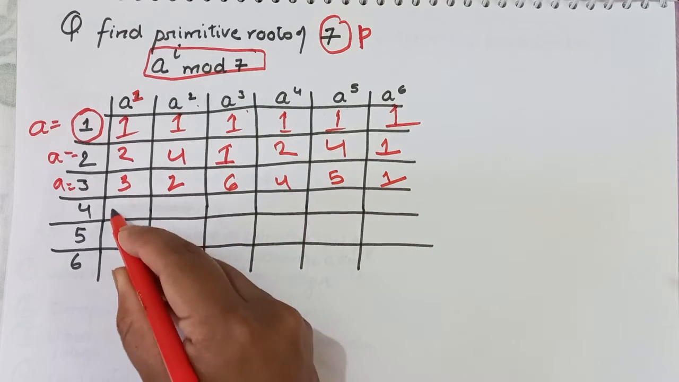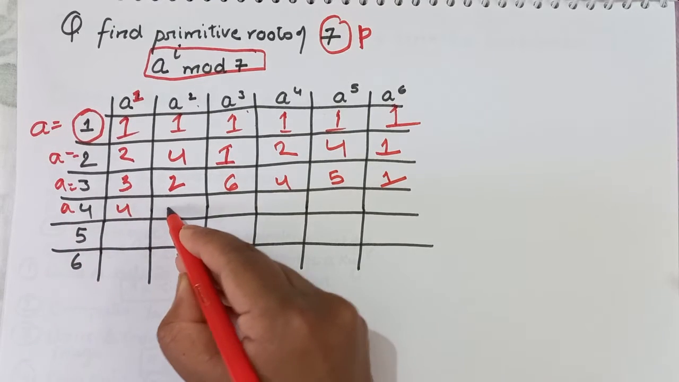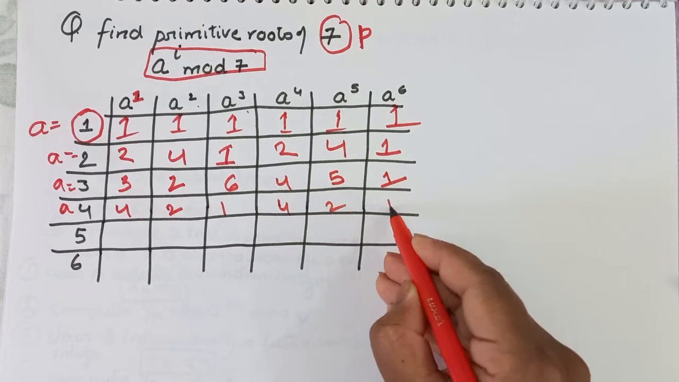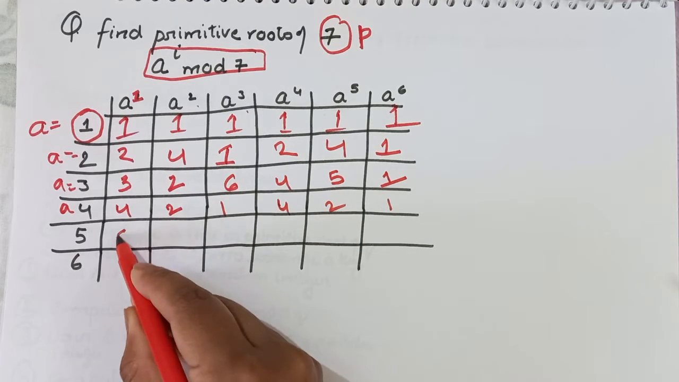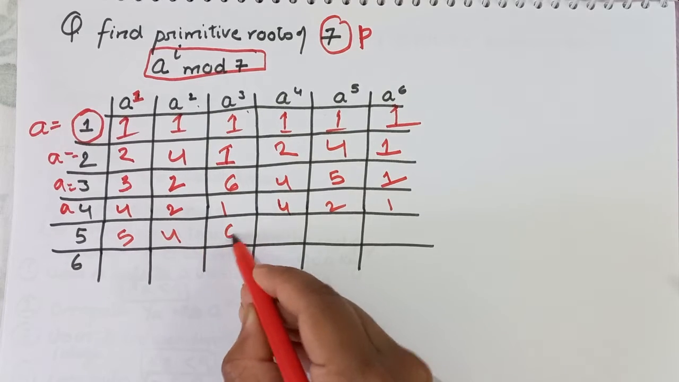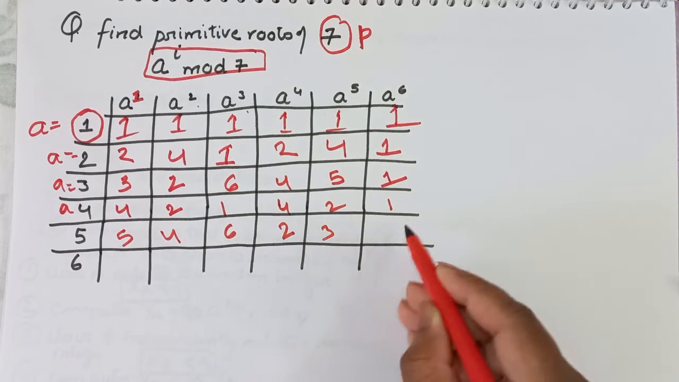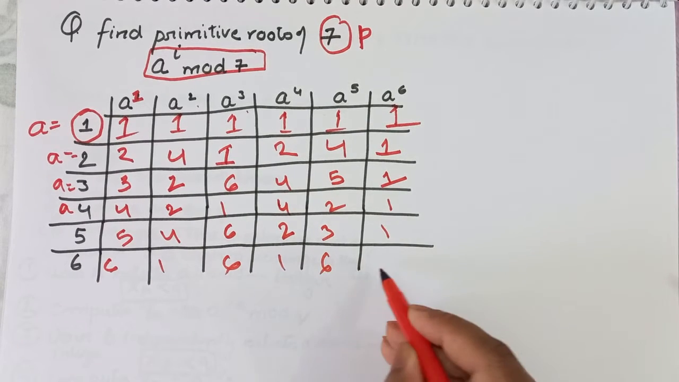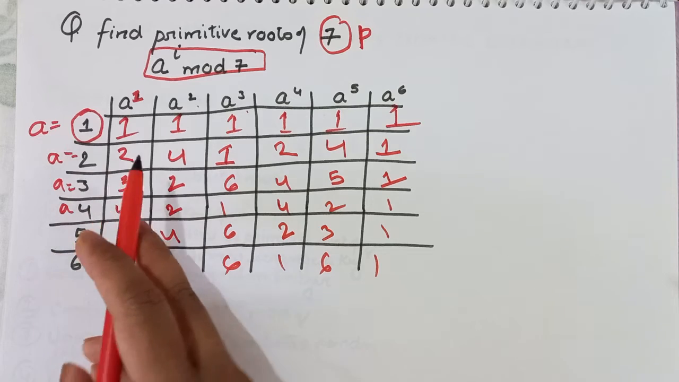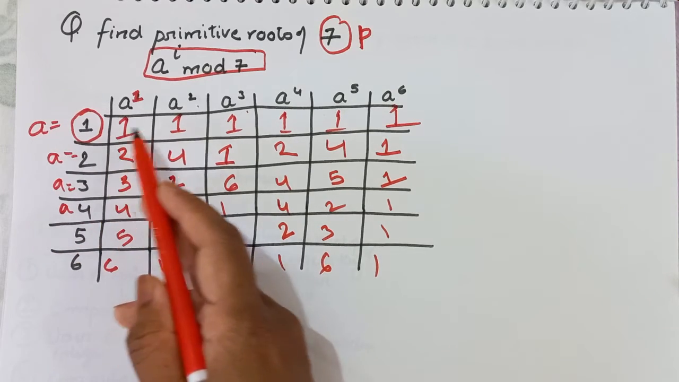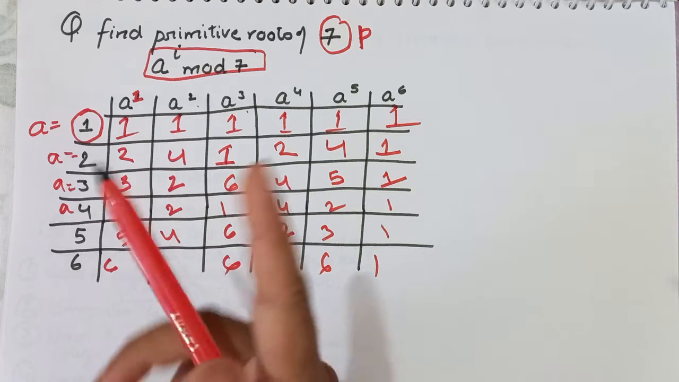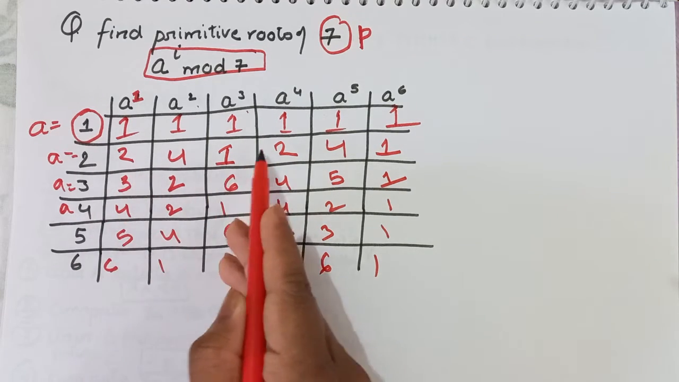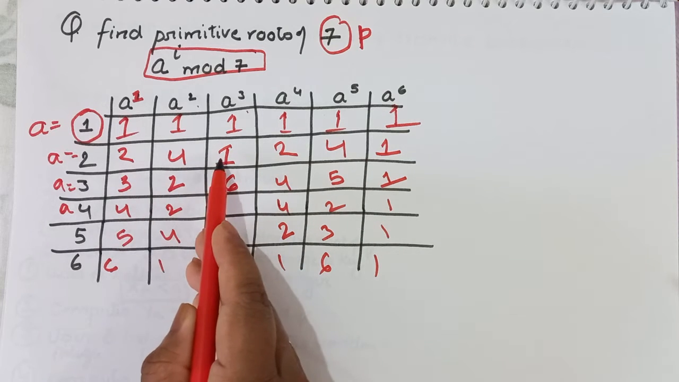Moving ahead to a equal to 4, the answer will be 2 4 1 2 4 1. For 5 the values will be 5 4 6 2 3 1. For 6 the values will be 6 1 6 1 6 1, right? So can you see there are repeating cycles? For 1 it is only 1 1 1, so the repeating cycle size is 1. For 2 the repeating cycle is 2 4 1 2 4 1, so the size of the cycle is 3 here.